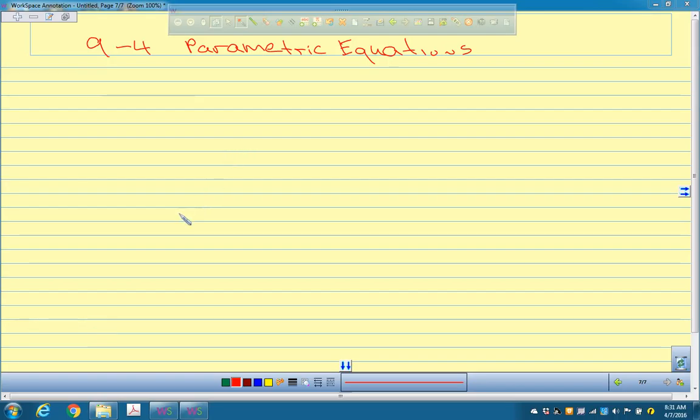Parametric equations basically are a curve, okay? A curve generated. Parametric equations, also known as plane curves. Plane curves. It's a curve generated.